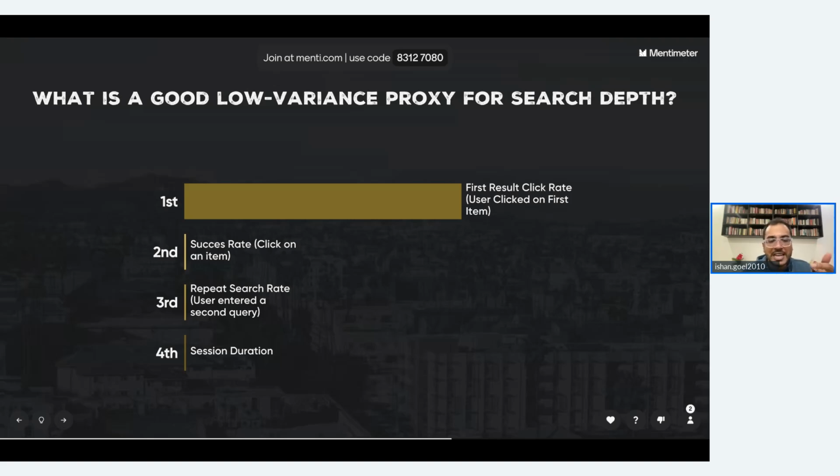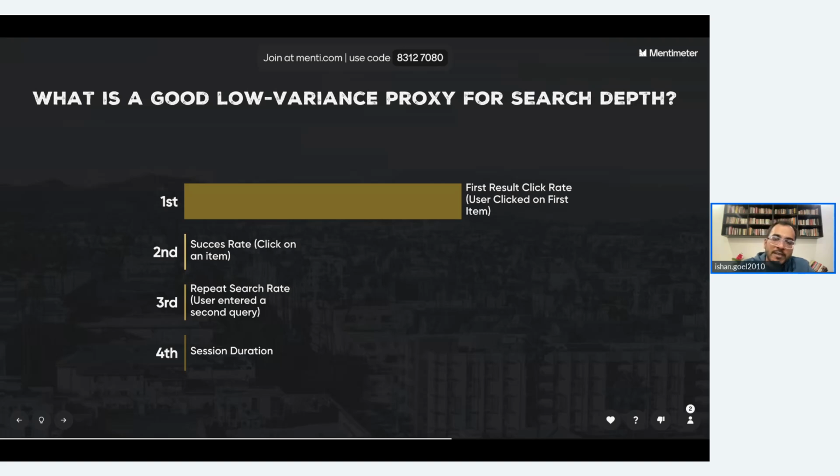The other options that I added was success rate, that is, whether a user clicked on an item or not. That is sort of related but not exactly related. Then we have repeat search rate, which is not related to search depth at all. It is essentially trying to show you that the user did not get the result at all from his query, so he probably gave up and did a search again.